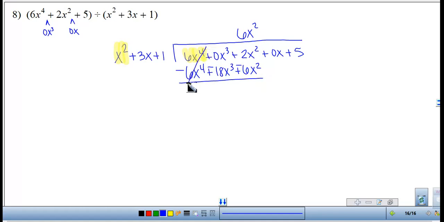The first term cancels, and we're going to combine the next two. 0 and negative 18 gives me negative 18x cubed. Positive 2 with negative 6 is negative 4x squared. Bring down the next term.